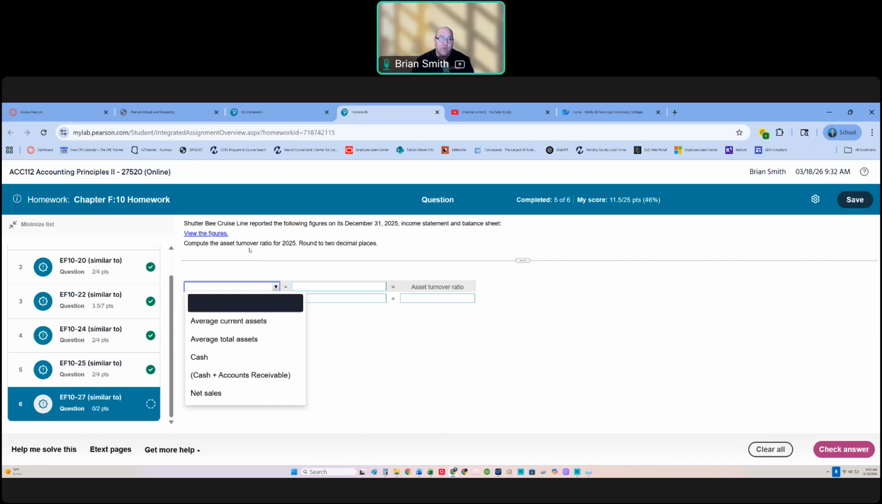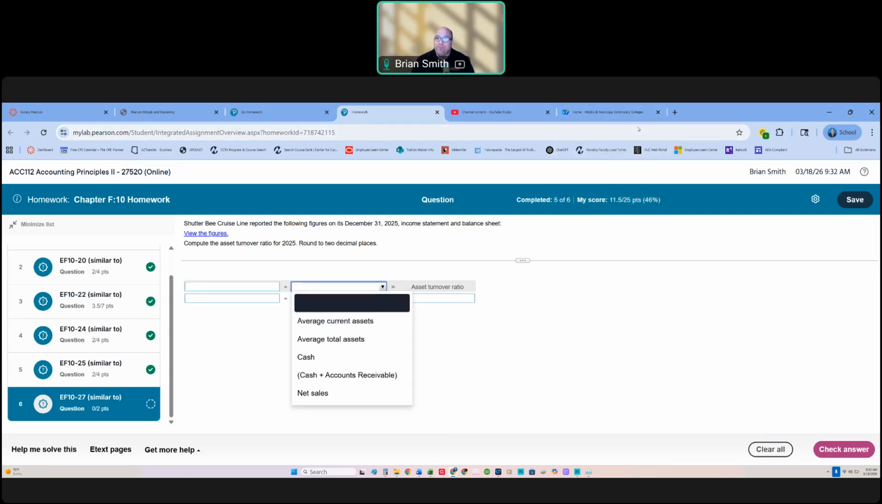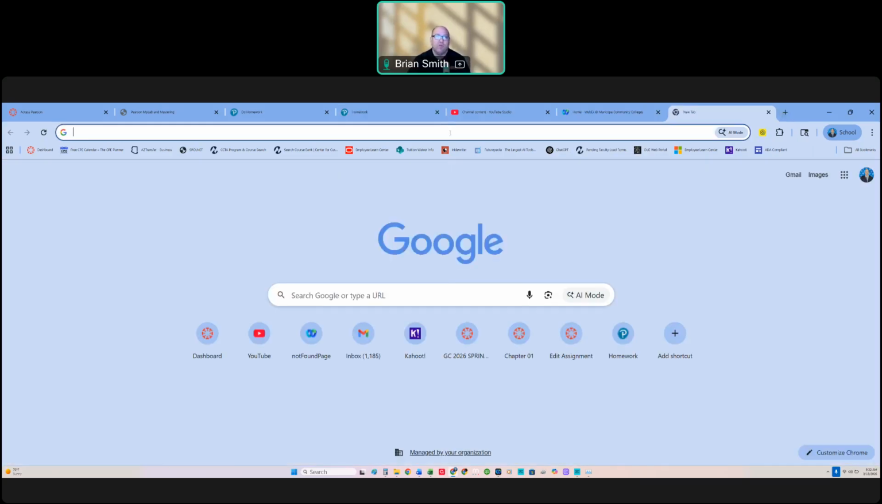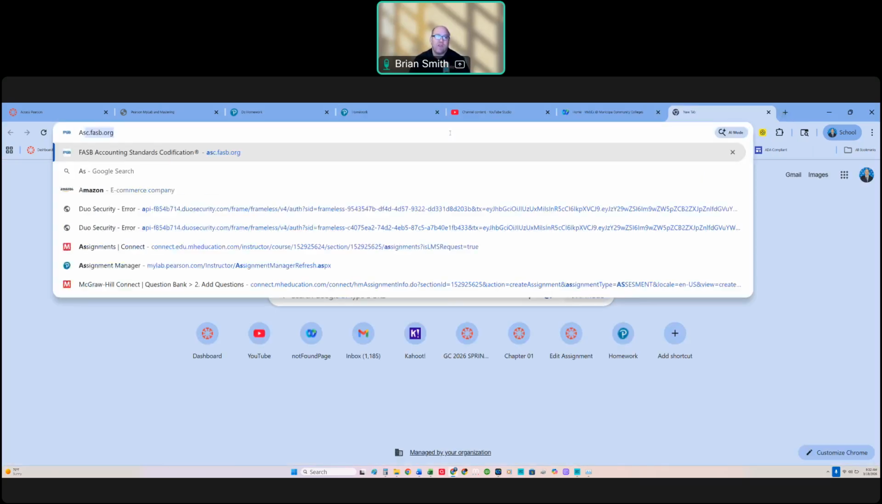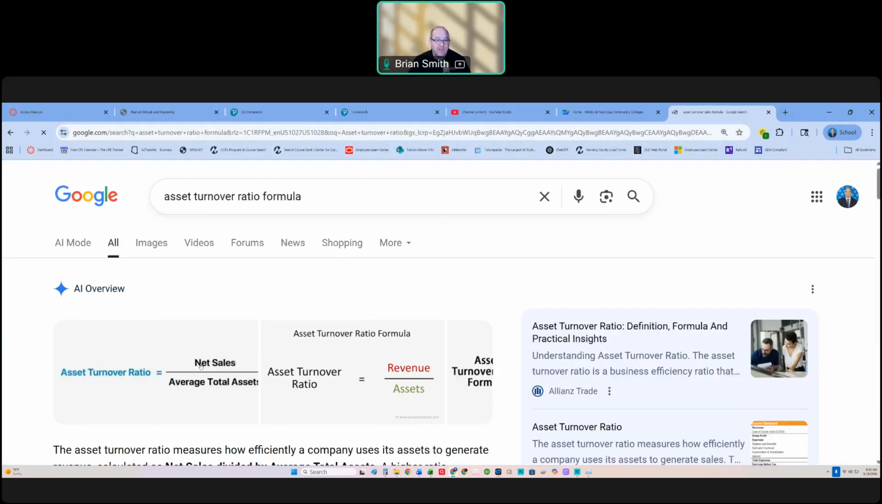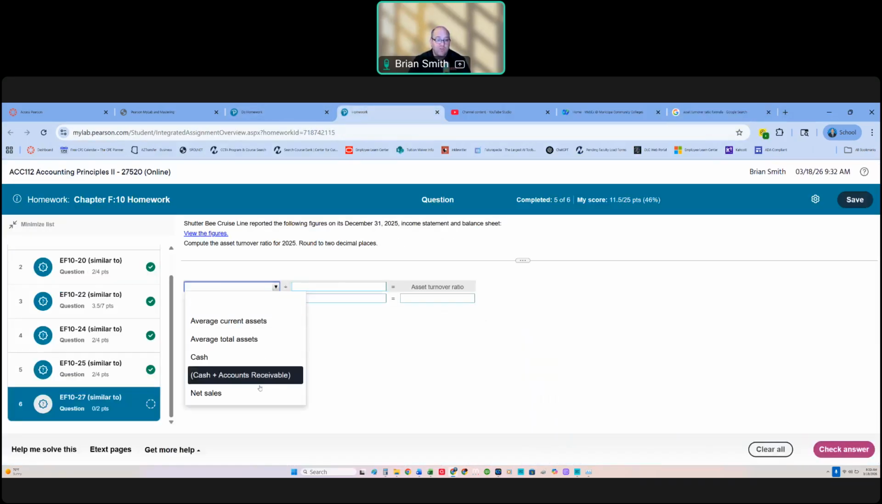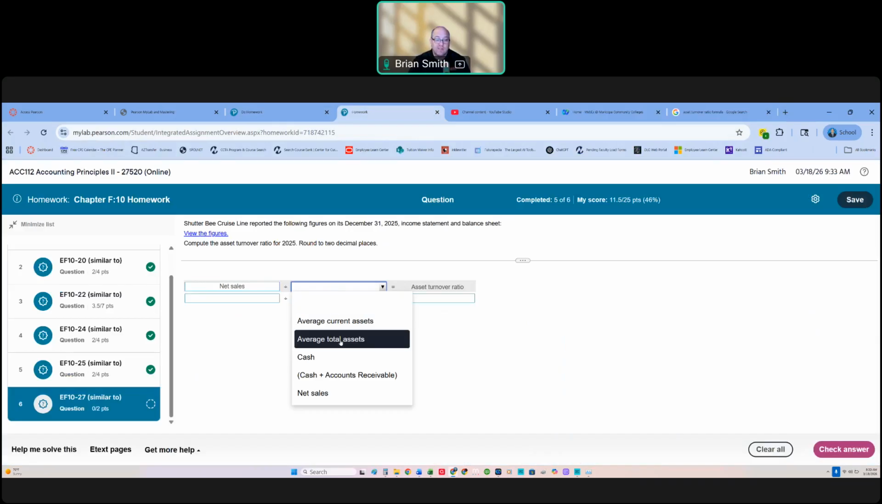So asset turnover ratio. This tells me we're going to divide by something. So I'm thinking average total assets is going to be important. And average turnover ratio. See, I can't even remember what that formula is. So I'm going to just look it up. I'm going to come over here and I'm going to do the asset turnover ratio formula. Okay, so it's net sales over average total assets. All right, that makes sense. Net sales over average total assets.